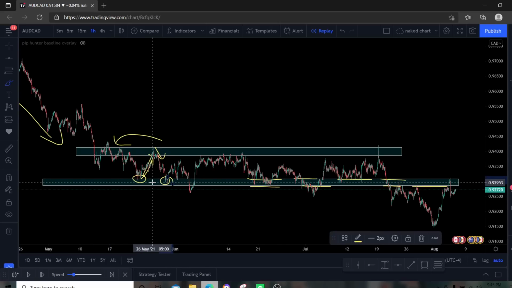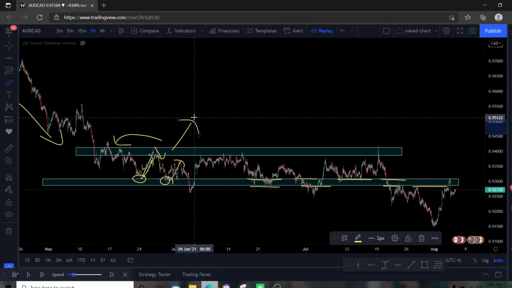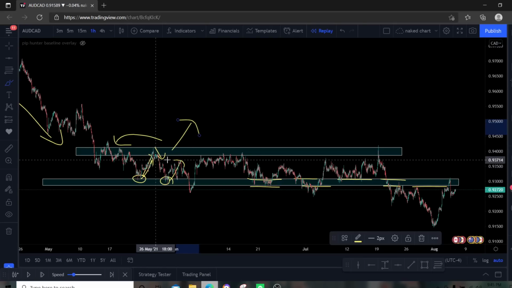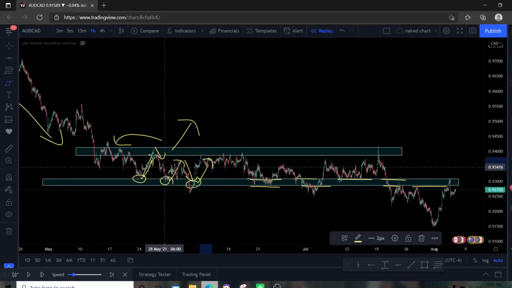So you are now forming support. You have multiple touches at this area. Price pushes back up. Doesn't break through here. If it had broken through here, we would have broken trend, but it doesn't break through there. It just pushes up, rejects off that price, tries to come back down again to support. What's it do? Rejects off support, pushes back up. We are in an area of consolidation now.